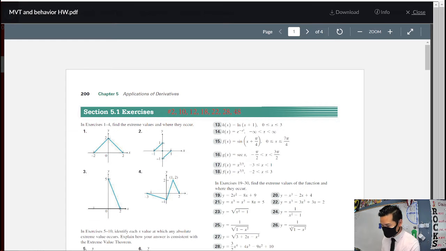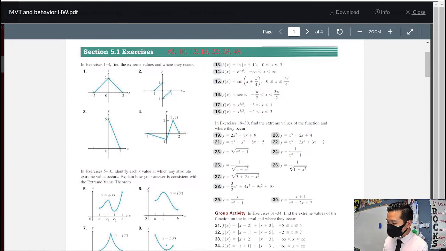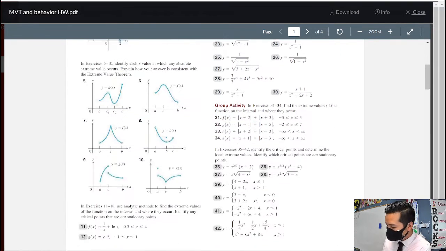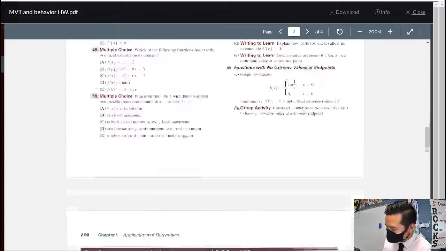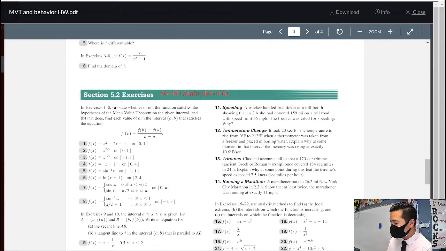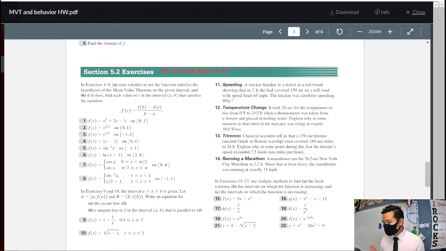The first page is this thing called the extreme value theorem. We're going to talk about that later, so don't worry about that just yet. But on the second set, which is down here on page 208, I want you to do numbers 6 through 48, multiples of 6. These all have to deal with the mean value theorem, and they want you to find the value. So not only do you have to prove the existence of it, that's part A. Part B is finding out where it does exist.